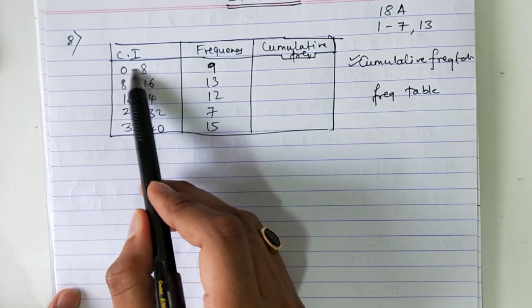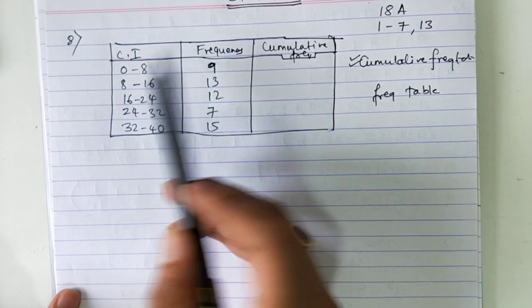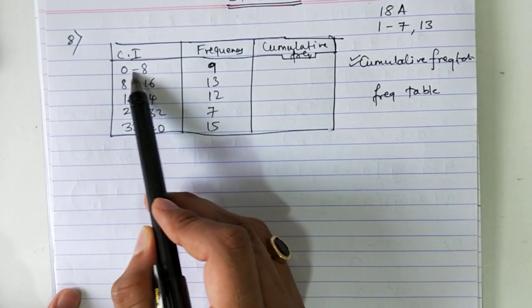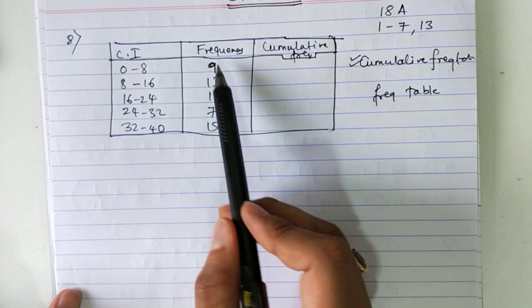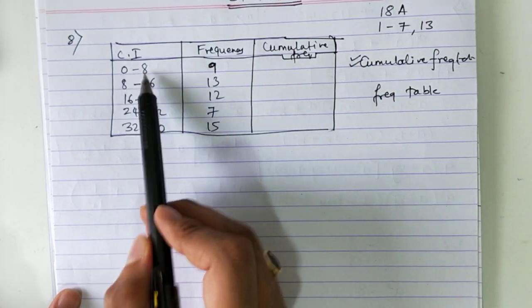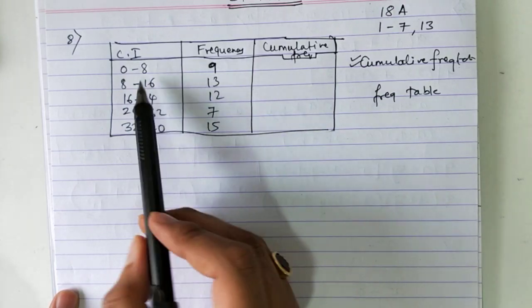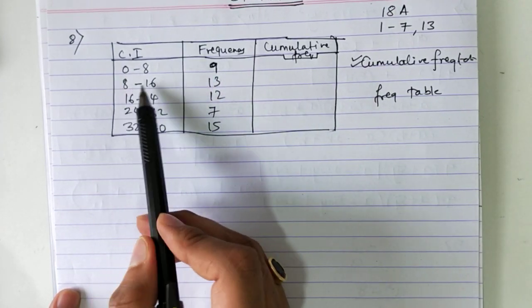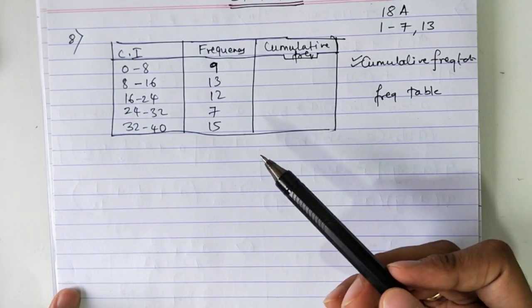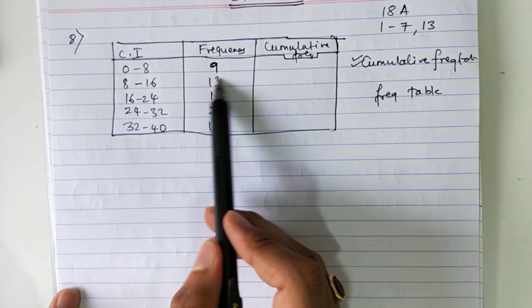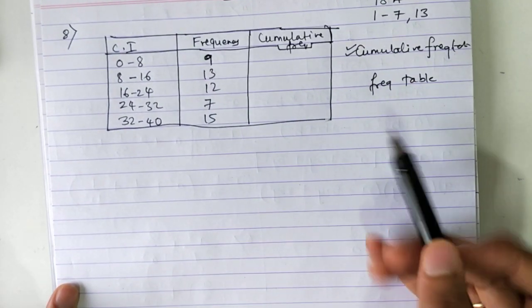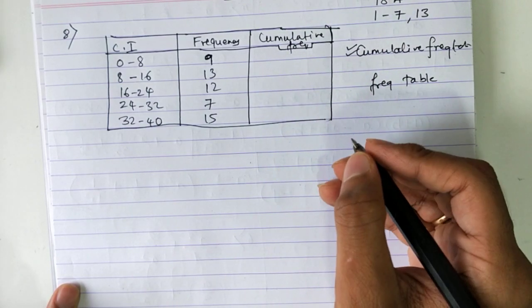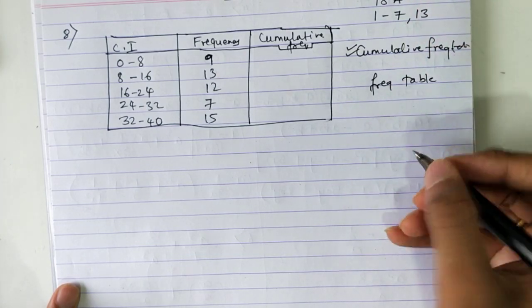Class interval is 0 to 8. 0 to 8 means there are 9 students who have scored between 0 to 8. Then there are 13 students who have scored exclusively between 8 to 16. But what does cumulative frequency mean? Cumulative means adding the previous value also.